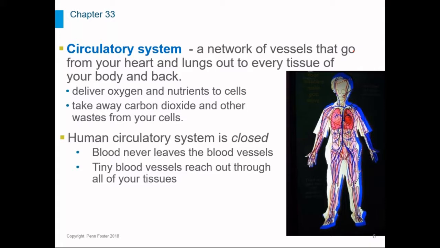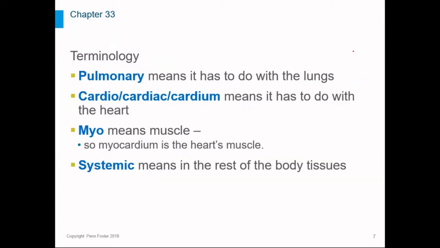Here are some words that you will see when going through this. Pulmonary is a word meaning it has to do with the lungs. Cardio, cardiac, or cardium means it has to do with the heart. Myo means muscle. So if you put those two together, myocardium is the heart's muscle. And systemic means the rest of the body tissues.